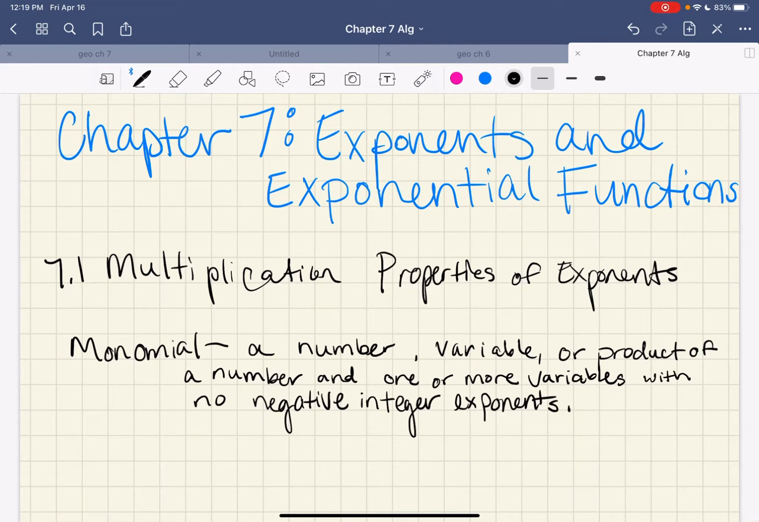Welcome to Chapter 7, Exponents and Exponential Functions. Today we're going to look at 7.1, which is Multiplication Properties of Exponents.